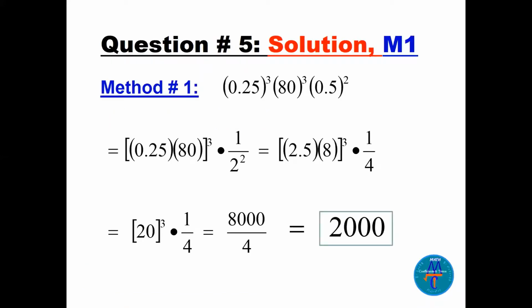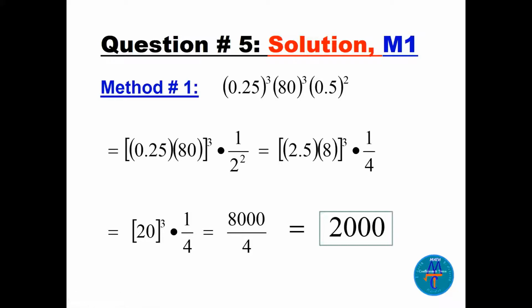Well, the answer is 2000. Okay, let's see. Since I have seen here cube and cube, so I can multiply the numbers. You see, multiply the numbers, cubed. So with this 0, I can move the decimal point, 2.5 times 8.